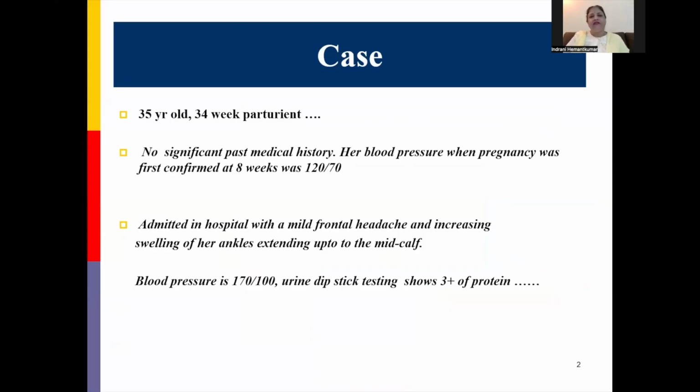We have a 35-year-old and a 34-weeker. No significant past medical history. Her BP when she was confirmed at 8 weeks was normal. She's now a 34-weeker. She's admitted in the hospital with a mild frontal headache and increasing swelling of her ankles, which is extending up to the mid-calf. Her blood pressure now is 170 by 100. A urine dipstick shows 3 plus of proteins.